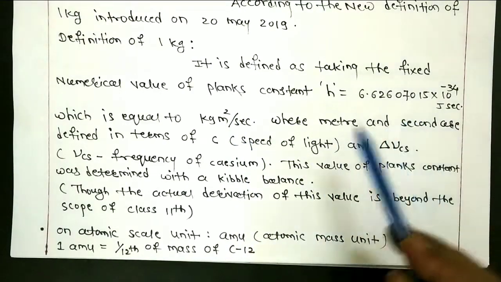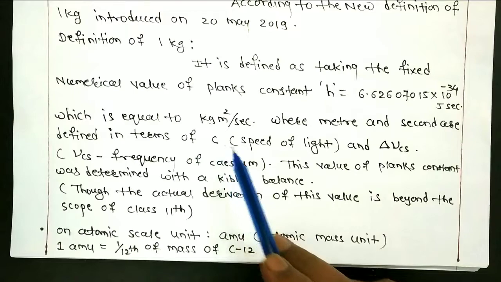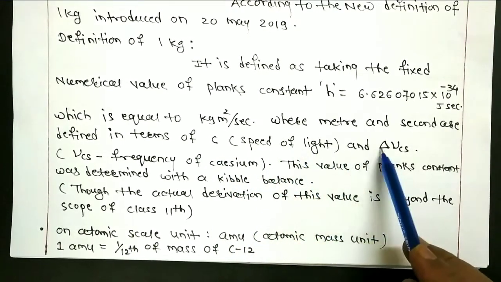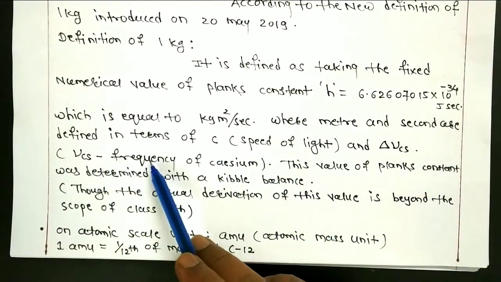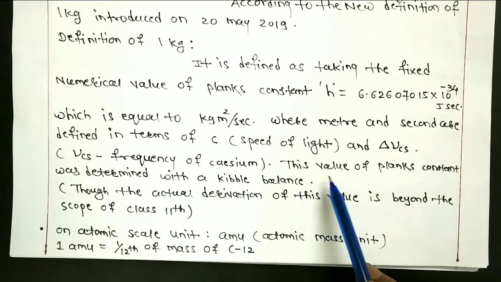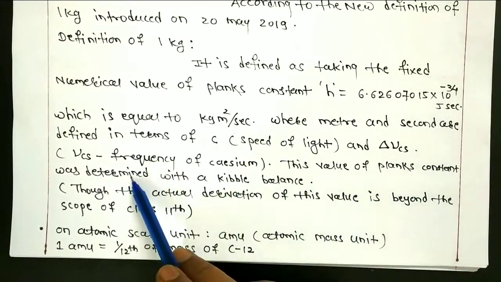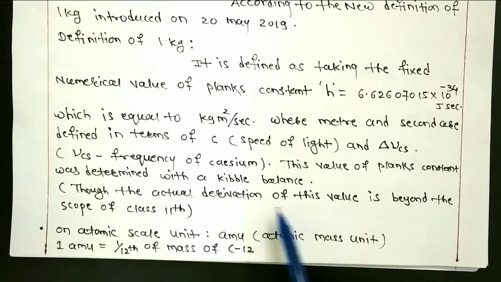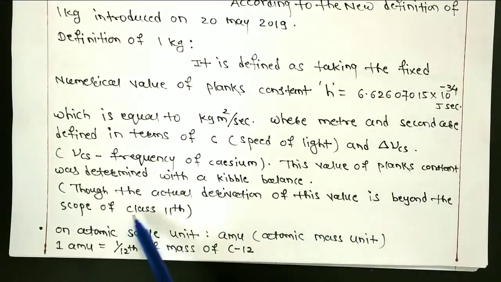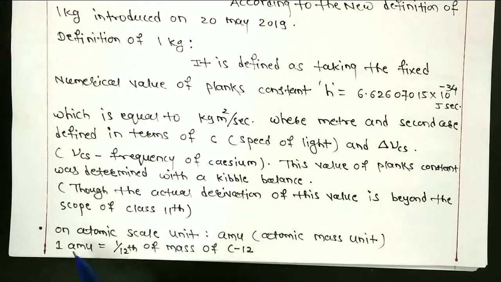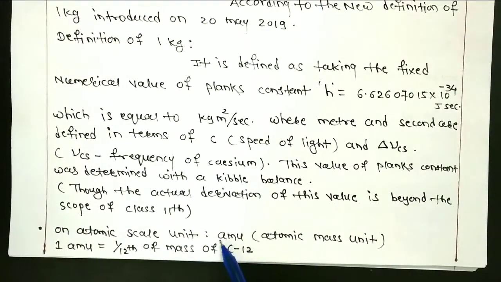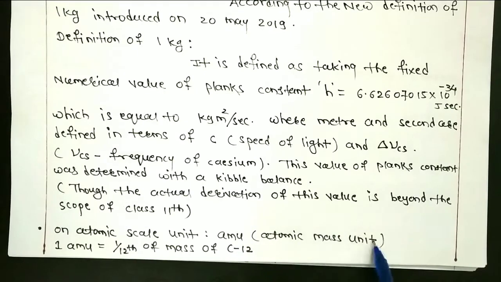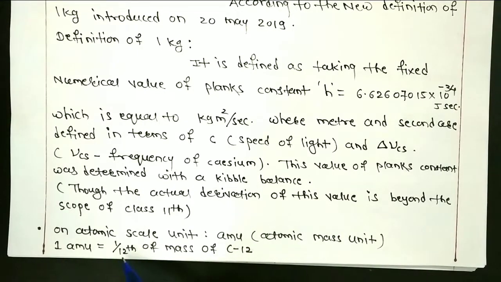Here meter and second are defined in terms of c, that is the speed of light, and nu cs, that is the frequency of cesium. This value of the Planck constant was determined with a Kibble balance, though the actual derivation of this value is beyond the scope of class 11th. Second point, on the atomic scale, unit AMU, atomic mass unit: 1 AMU equals 1/12 of the mass of C12.